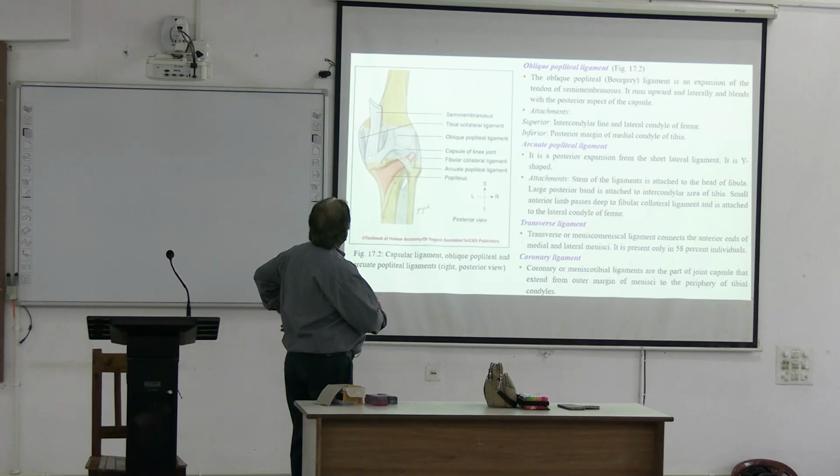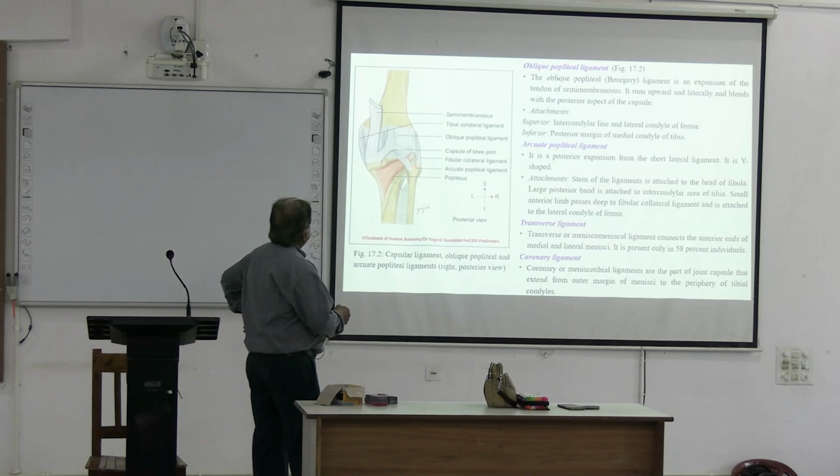Now, attachment: superior intercondylar line and lateral condyle of the femur, inferior posterior margin of the medial condyle of the tibia. Now, it is the arcuate popliteal ligament. It is a posterior expansion from the short lateral ligament. It is Y-shaped. Arcuate popliteal ligament is Y-shaped.